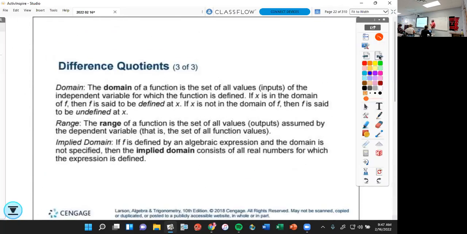Difference quotients. The domain of a function is the set of all values of the independent variable for which the function is defined. If x is in the domain of f, then f is said to be defined at x. If x is not in the domain of f, then f is said to be undefined. The example I gave you with the piecewise function.